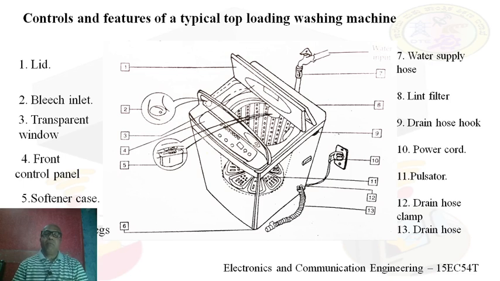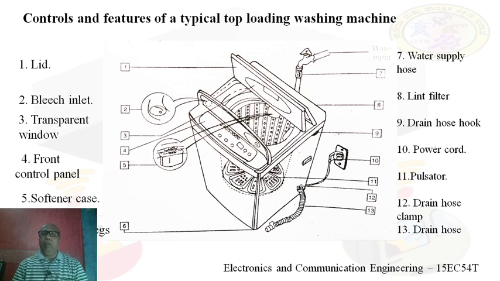Sixth is adjustable legs. With the help of this we can adjust the height of the washing machine. Seventh is water supply hose. This hose should be connected to a tap. Then eighth is a lint filter, which collects the lint in a small bag. Ninth is a drain hose hook. 10th is power cord. Certainly the washing machine needs a power supply of 230 volts, which is available in India. So this cord should be connected to a 3-pin plug, and there is an 11th, pulsator.